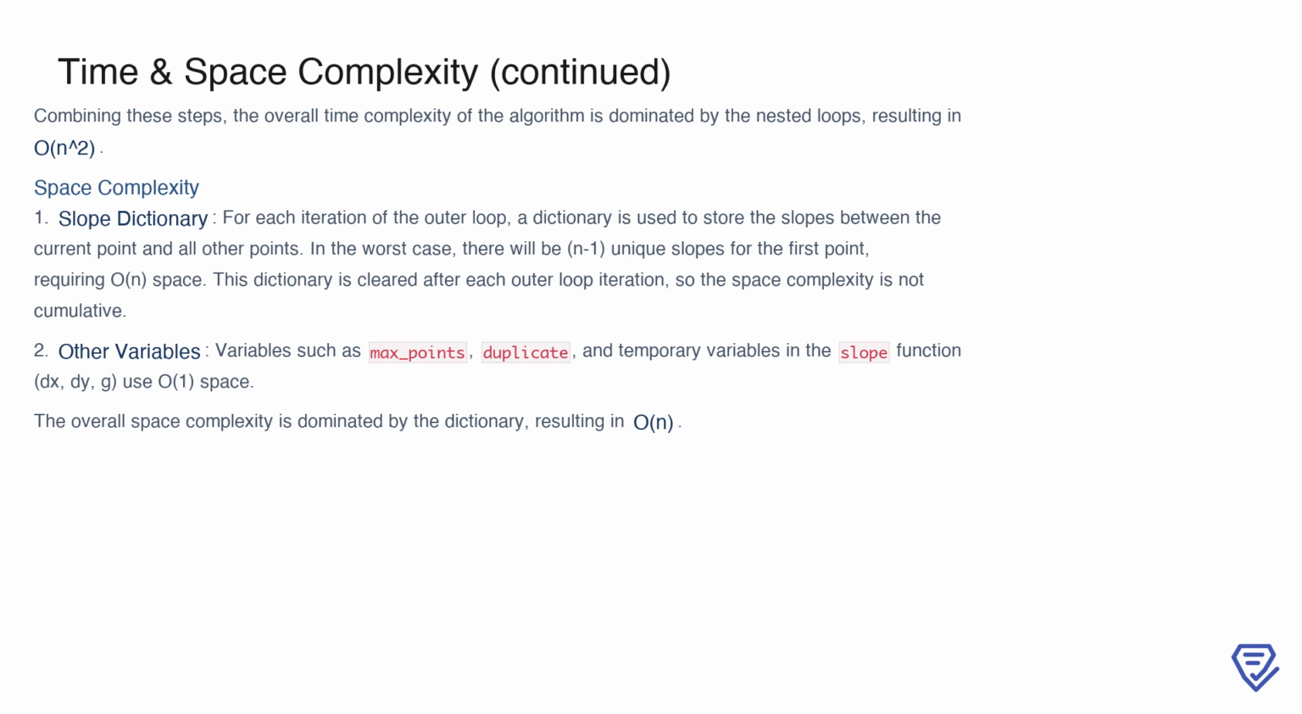Shifting our focus to space complexity, for each iteration of the outer loop, we use a dictionary to store the slopes between the current point and all other points. In the worst case, there can be up to n-1 unique slopes for a single point, requiring O(n) space. However, this dictionary is cleared and recreated for each iteration of the outer loop, so the space usage is not cumulative. Beyond the dictionary, the algorithm also uses variables like max_points, duplicate, and temporary variables such as dx, dy, and g in the slope calculation, all of which require constant space. Therefore, the overall space complexity is dominated by the dictionary, leading to O(n).